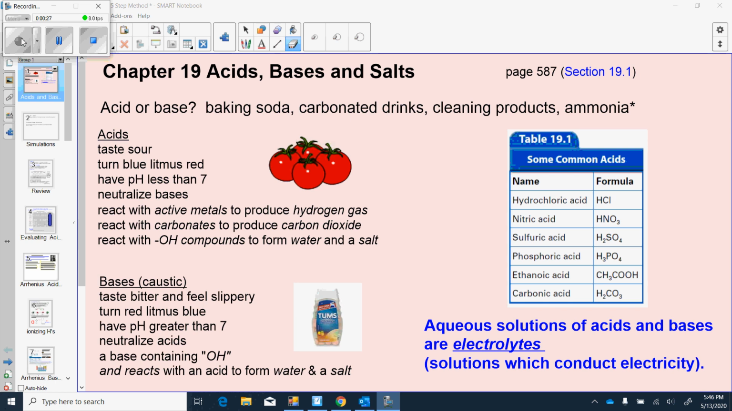Our second video is going to be on Bronsted-Lowry acid-base definitions. And our third video will be on predicting acid-base reactions. There's a 5-step method that we'll take a look at and do some practicing with that.